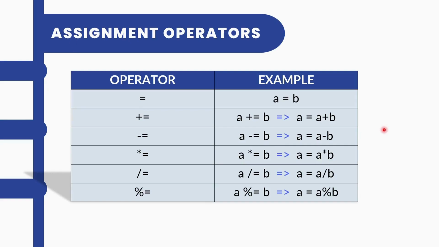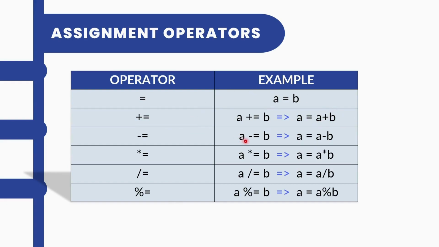Next type, assignment operators. An assignment operator is used for assigning a value to a variable. Now there are 6 types of assignment operators. Is equal to is the most common type of assignment operator. A is equal to B. Then plus is equal to, which means A is equal to A plus B.